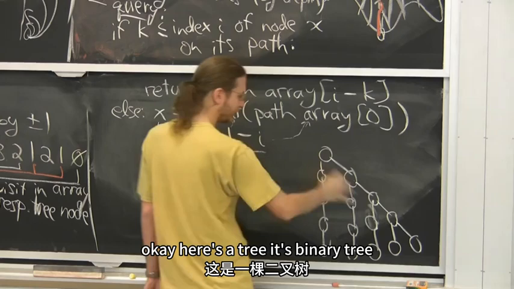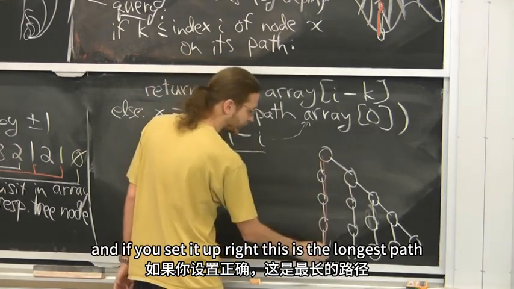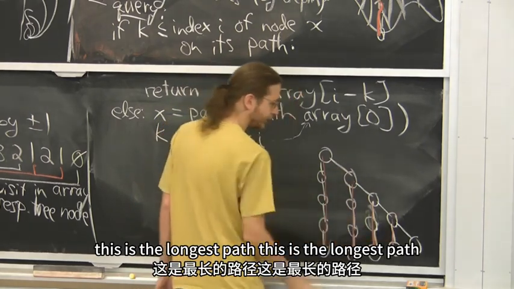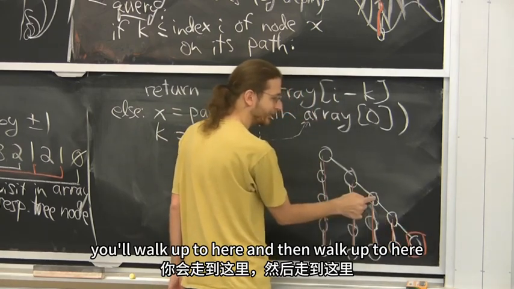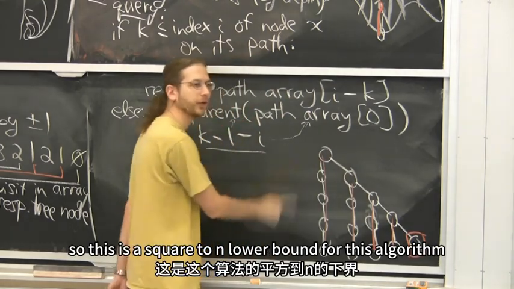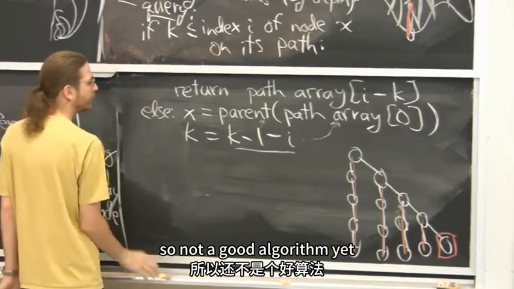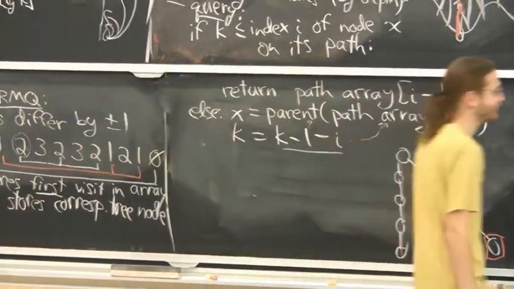Here's a tree. It's a binary tree. And if you set it up right, this is the longest path. And then when you decompose, this is the longest path, and this is the longest path, this is the longest path. If you query here, you'll walk up to here, and then walk up to here, and walk up to here, and walk up to here. So this is a square root of n lower bound for this algorithm. So not a good algorithm yet, but the makings of a good algorithm.